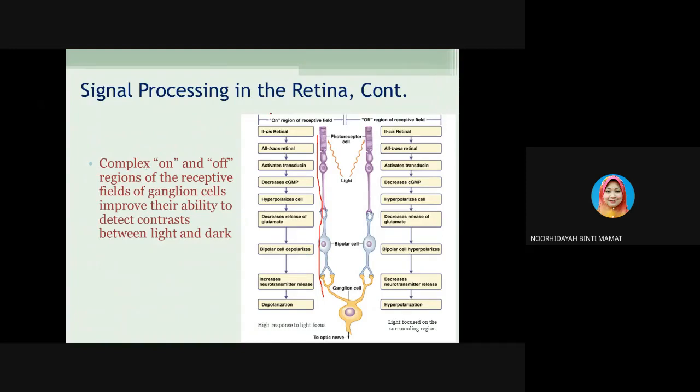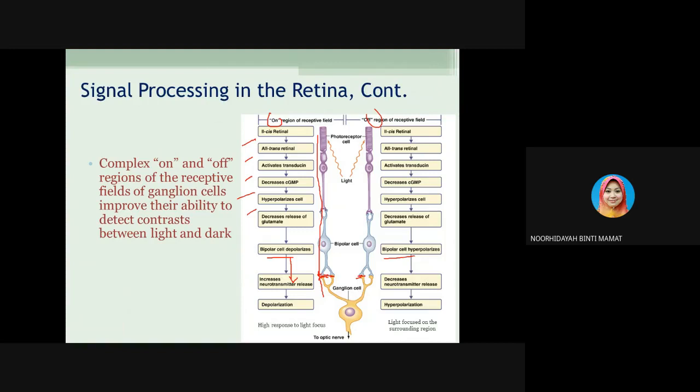So the complex on and off regions of the receptive field of ganglion cells improve their ability to detect contrast between light and dark. Okay, so this is all the process involved. In the on region, the bipolar cells will depolarize, while in the off region, the bipolar cells will hyperpolarize. If the bipolar cells depolarize, it will increase the release of the neurotransmitter through the synapse. And if the bipolar cells are hyperpolarized, it will decrease the release of the neurotransmitter.